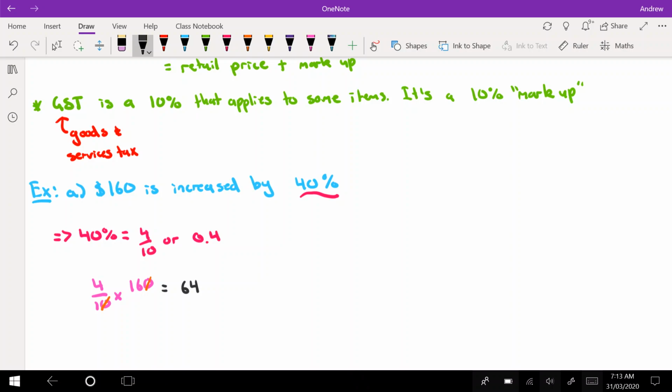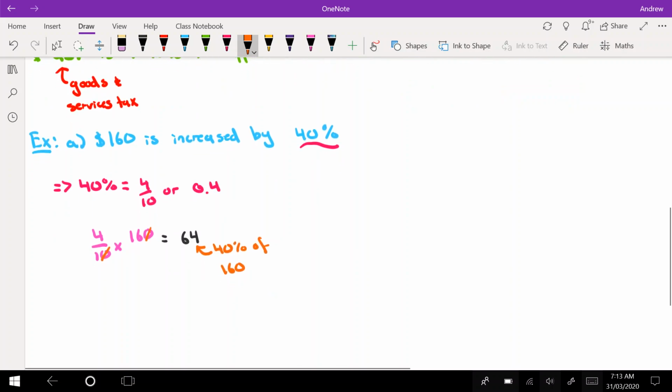Now, I'm not done. This is my 40% of 160. Well, now I need to add that onto my final total because I want to increase it by 40%. Therefore, 160 plus 64, that's equal to $224, and that's going to be my final answer.